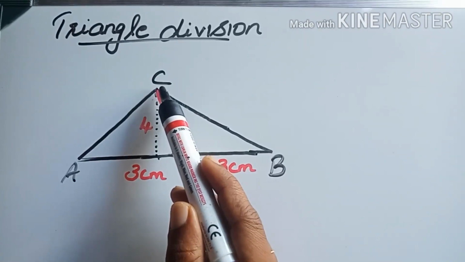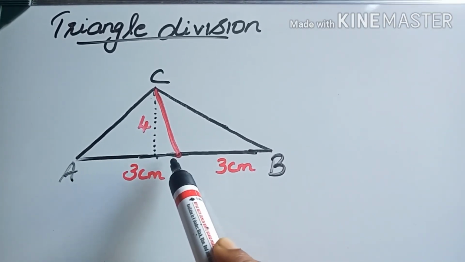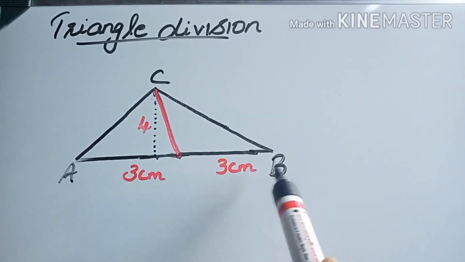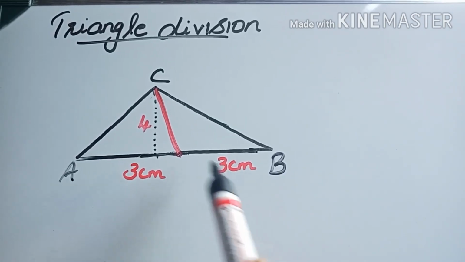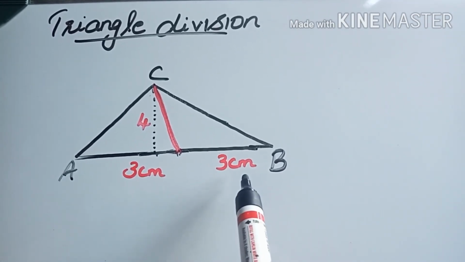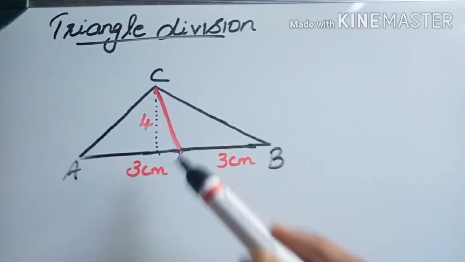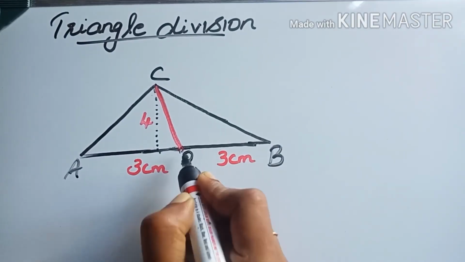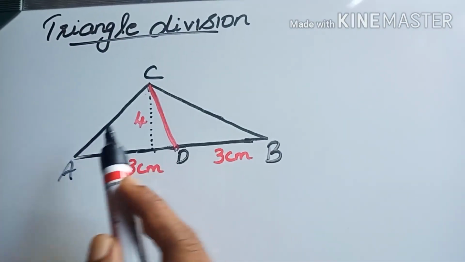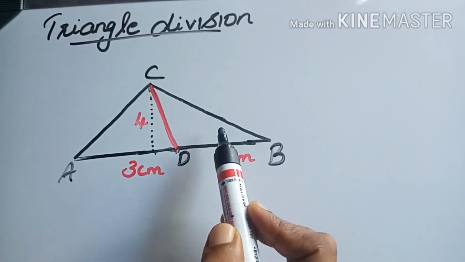Now here, I have drawn a line from the upper vertex C to this point. This is the midpoint of the line AB. And the total line is 6 centimeter, and this 6 centimeter line divides into 3 centimeter and 3 centimeter because this point is the midpoint. We can name that point as D. So, CD divides AB into 2 equal halves, that is 3 centimeter and 3 centimeter.